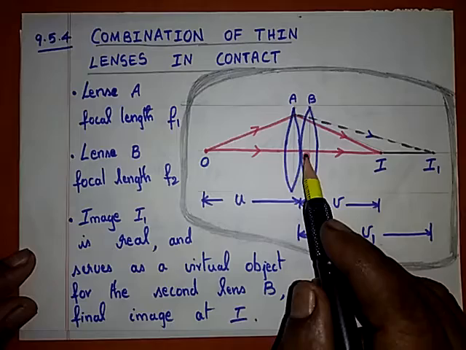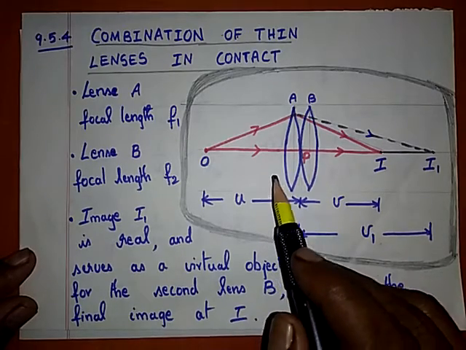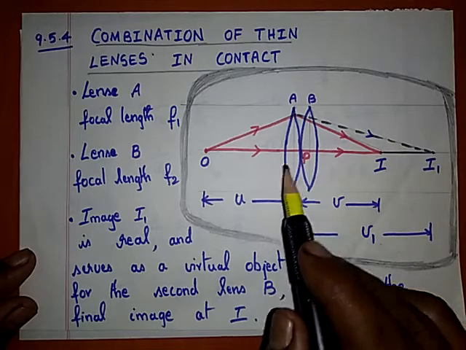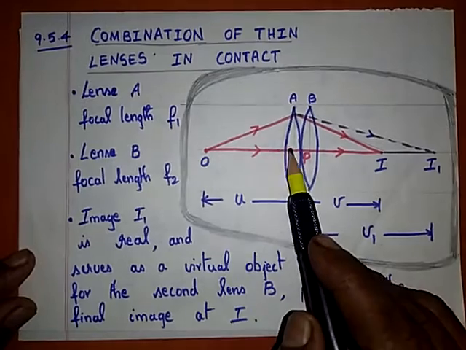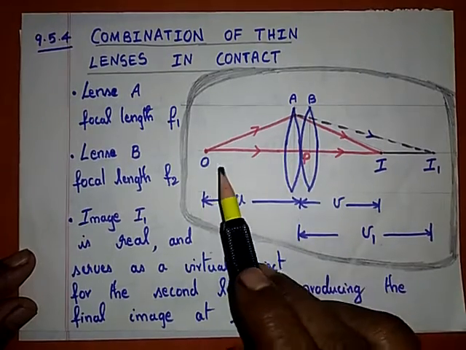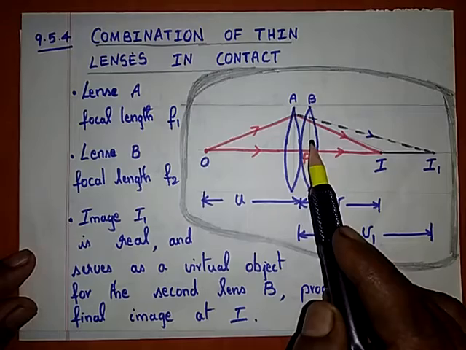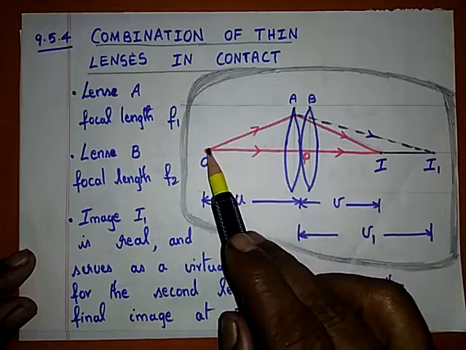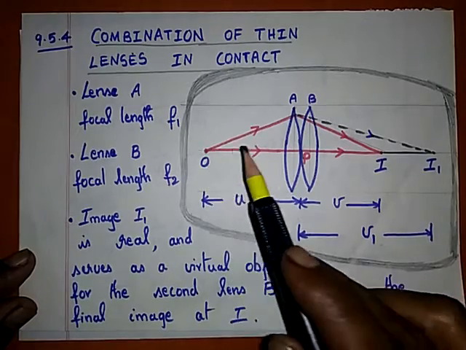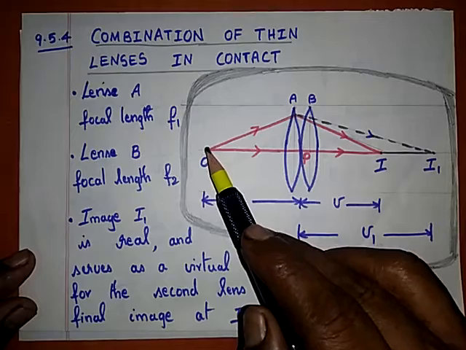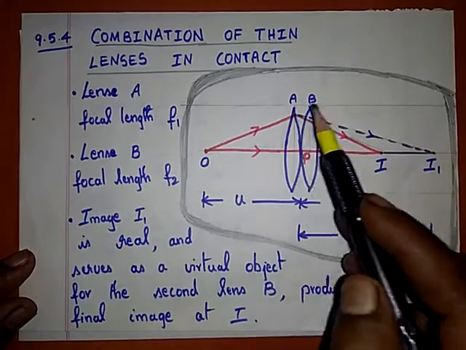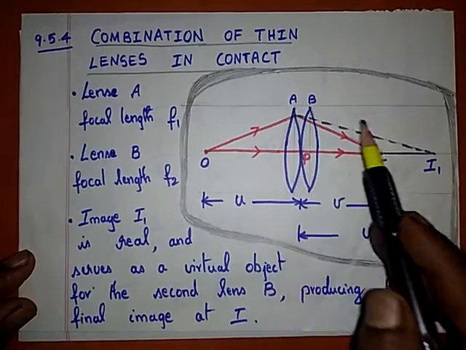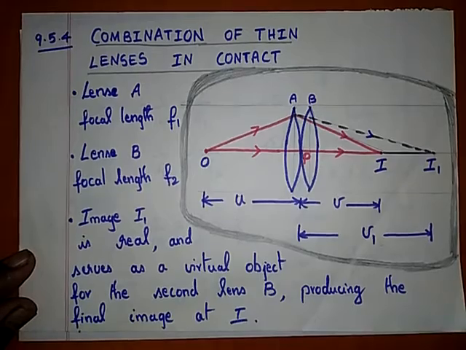And also since these two lenses are very close, the P can be assumed to be the center of lens A and B. Now this lens A has a focal length f1 and lens B has a focal length f2. Now what happens is, this is object, so the ray from O points to A, and if the B lens is not there, the image would have formed here, which is I1.